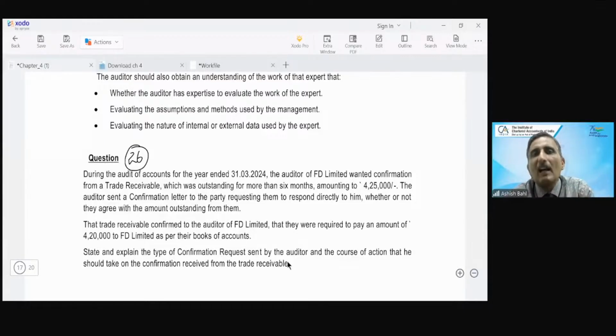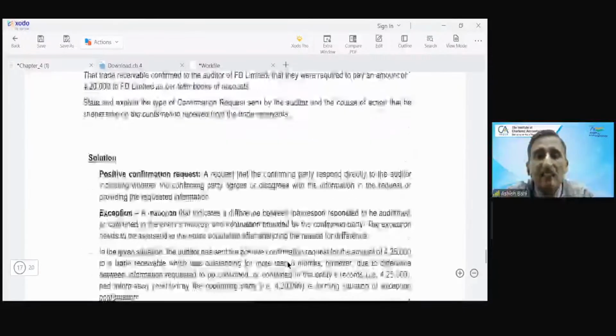There may be 1 mark for writing the meaning of the confirmation. And now there is the second part, the course of action that he should take on the confirmation received from the trade receivables. Now there is a difference in the company's books of accounts. It is 425. The party is saying 420. So what does this mean?